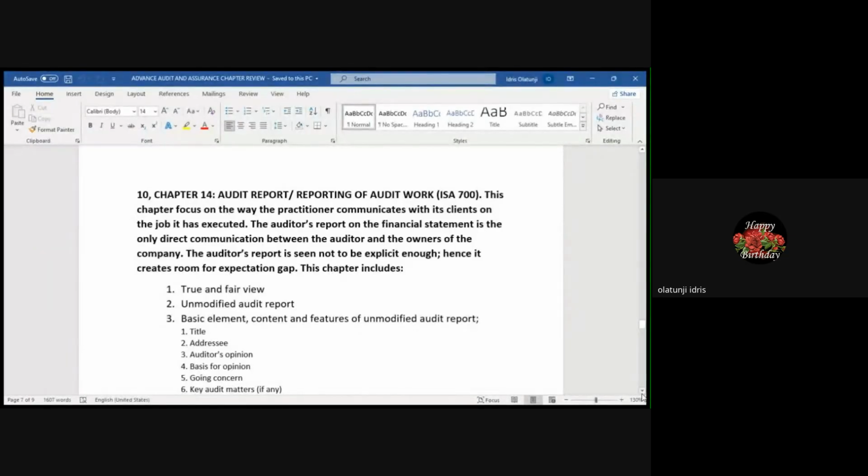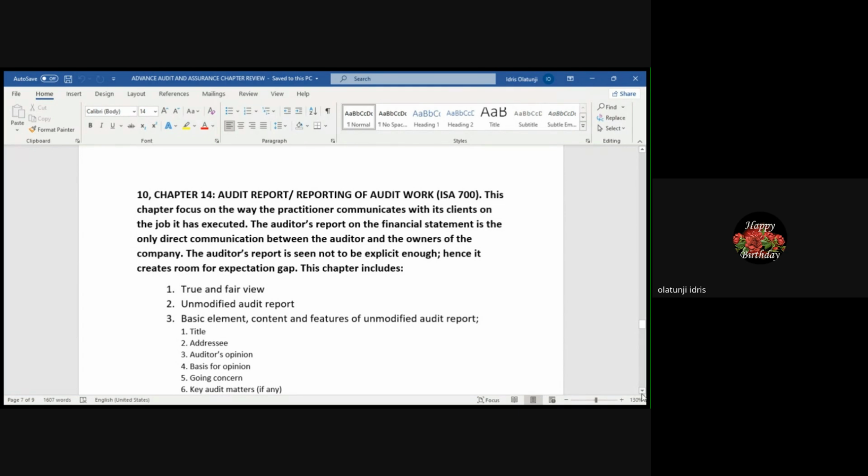company. The auditor's report is seen not to be explicit enough, hence it creates room for expectation gap. However, this chapter also includes what? The true and fair view. That is, in expressing your opinion, this audit report will definitely show a true and fair view. That is, the audit report is going to show the trueness and fairness of what? Of that financial statement. If the account is prepared truly and fairly, what? Presented. Then this chapter also talks about the unmodified audit report.